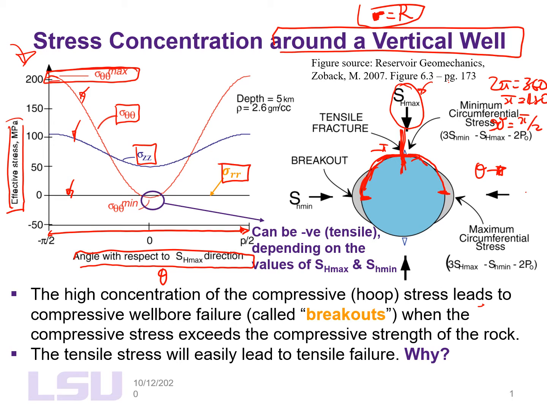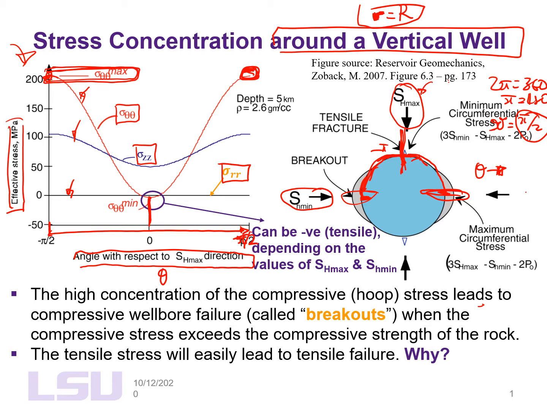The question is, where is it maximum? We already know that compressive stresses get concentrated in what direction? In the direction of SH min, right? So it's going to have to be maximum when theta is pi over 2 or minus pi over 2. And that's what you see here. Minus pi over 2 is maximum. Pi over 2 is maximum. So this is pi over 2. Where is it minimum? In the direction of SH max, right? So theta is 0. At theta being 0, the hoop stress is minimum.